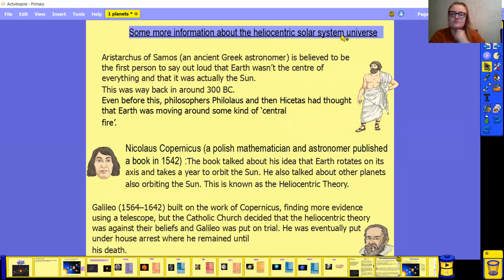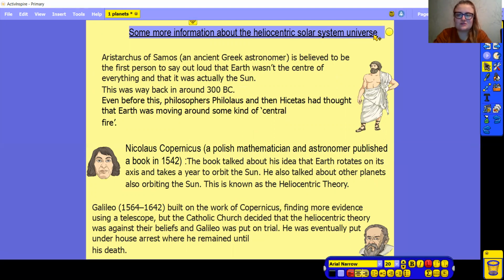So then some more information about the heliocentric solar system. I shouldn't say universe, I should just say solar system. We've just spoken about Aristarchus being the first person to actually say out loud that the Earth goes around the sun. But Nicholas Copernicus, who was a Polish mathematician and astronomer, published a book in 1542, which talks about the idea that the Earth rotates on an axis. So as we said, the Earth turns around on its axis as it orbits the sun. He also talked about other planets also orbiting the sun. This is known as the heliocentric theory.